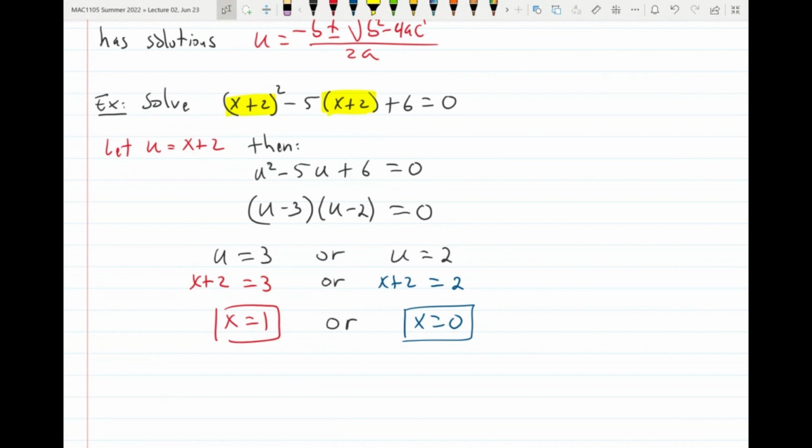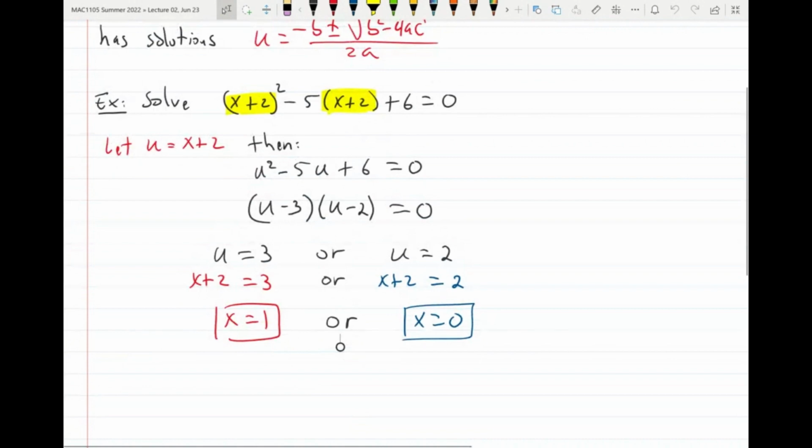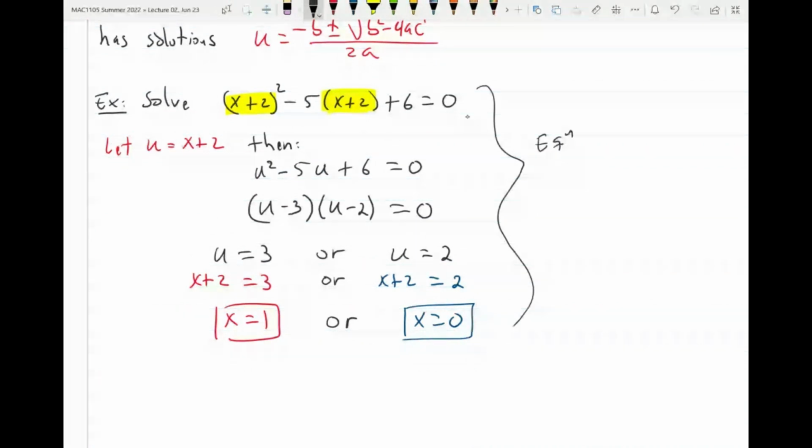Now, fair enough, this problem could have been done another way. Like I said at the beginning, you clear the parentheses and so on, and then you solve your regular quadratic equation. Let's do examples with problems that are not like this. Okay? But nevertheless, this idea is what we should do. So this is an example of what we call an equation that is quadratic in form.